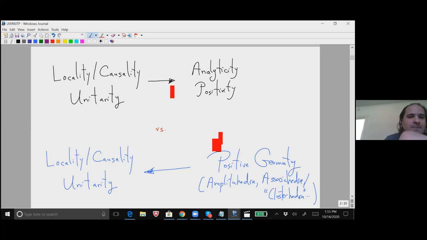sorry. They wanted to understand how locality and unitarity were reflected in the analytic properties of the amplitudes, to derive the analytic properties of the amplitudes ab initio, and they failed to do that. But enough is known that we can say some interesting things about analyticity and positivity.